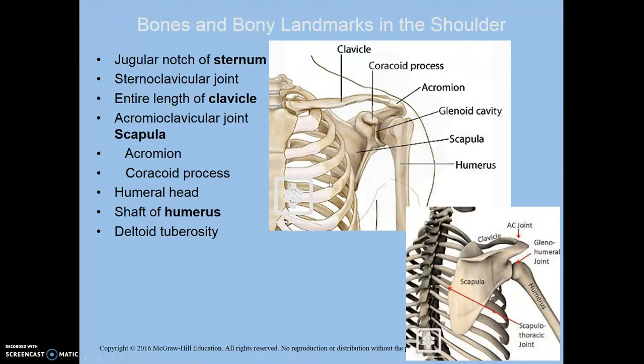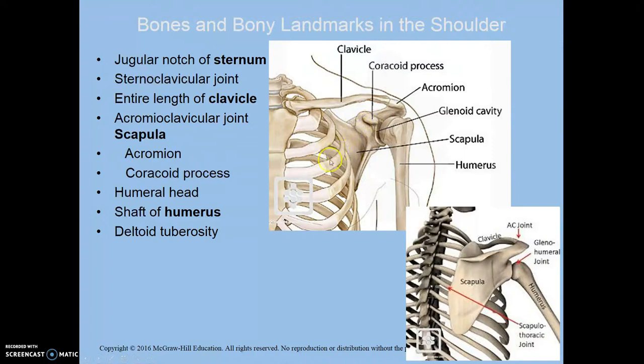So we're looking at some bony landmarks, and we have this jugular notch right here of the sternum. We have the sternoclavicular joint. That's where the sternum meets the clavicle. There has to be a little bit of movement here. We have the whole length of this clavicle. We have the acromioclavicular joint. This is where the acromion process from the scapula meets the clavicle. And we also have this coracoid process here.